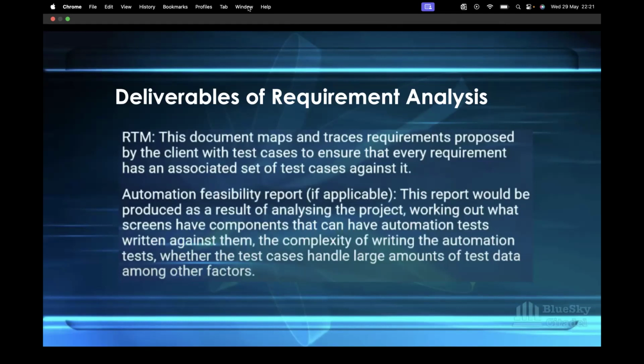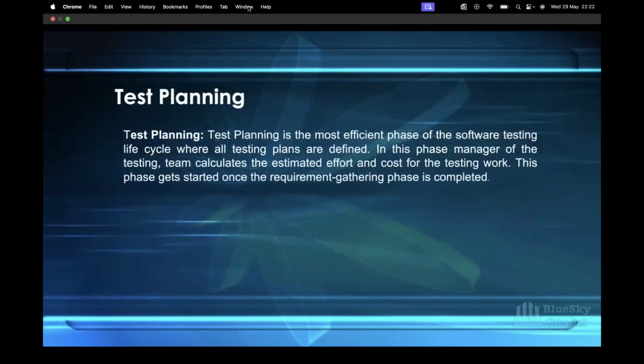So an automation feasibility report can also be conducted if applicable. This report will be produced as a result of analyzing the project, working out what screens have components that can have automation tests. Because this is where you also need to have your screenshots and things like that inside your traceability matrix, and the complexity of writing the automation test, whether the test cases handle large amounts of test data, among other factors. Next slide, please, which should be the test planning.